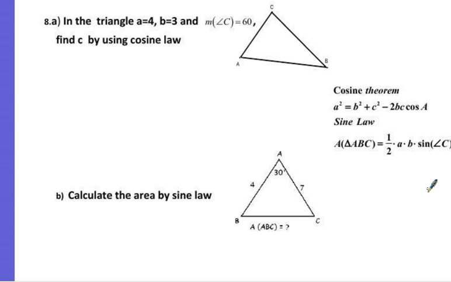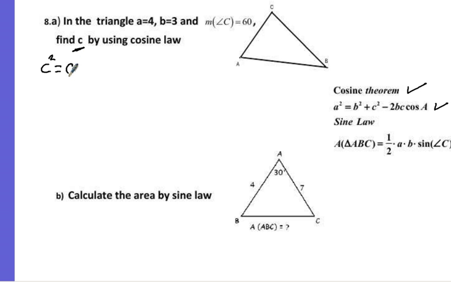And we have the last question, 8th one, A and B. In the triangle, A is 4, B is 3, and measurement of angle C is 60. Find C by using cosine law. Cosine law is given here. Here it is given for the side A. It's asking C. So how can I write C?